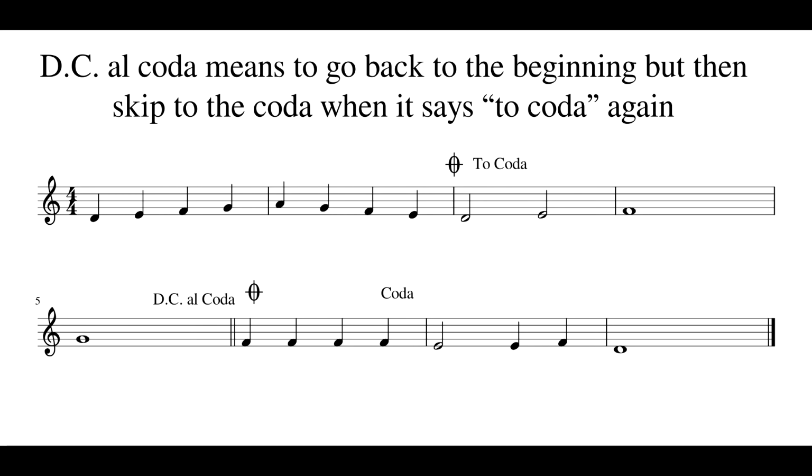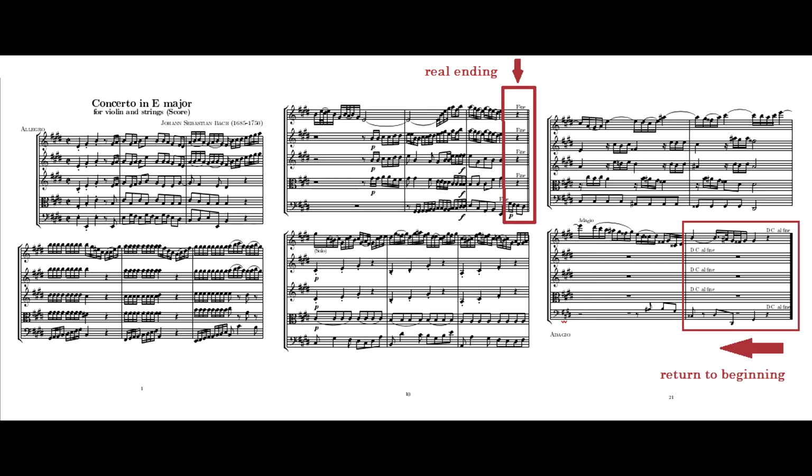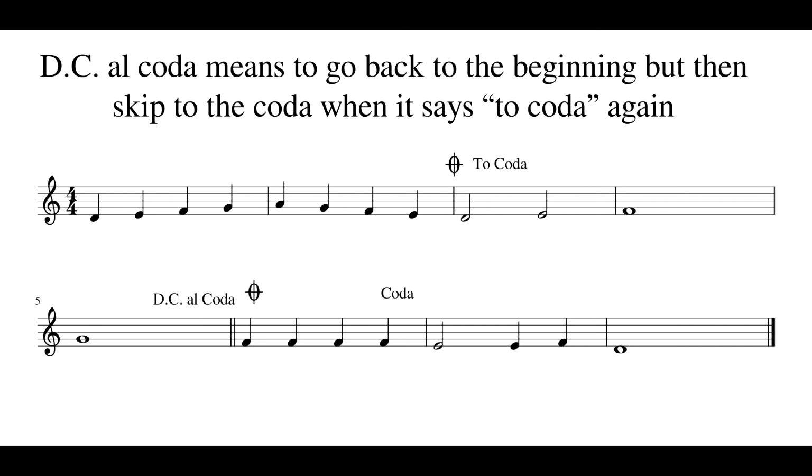If you see DC, it means da capo, which translates to go back to the beginning. DC al fine means restart from the beginning and end where it says fine. DC al coda means to go back to the beginning, but then skip to the coda when it says to coda again.